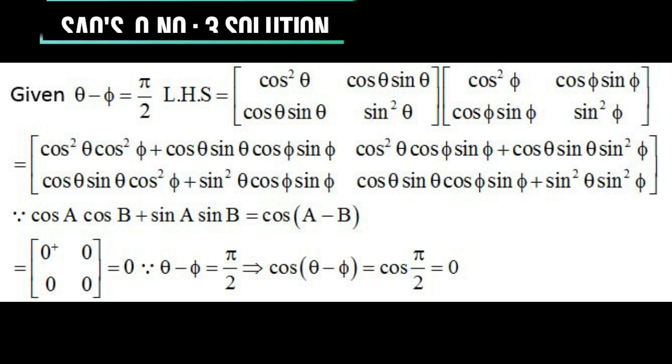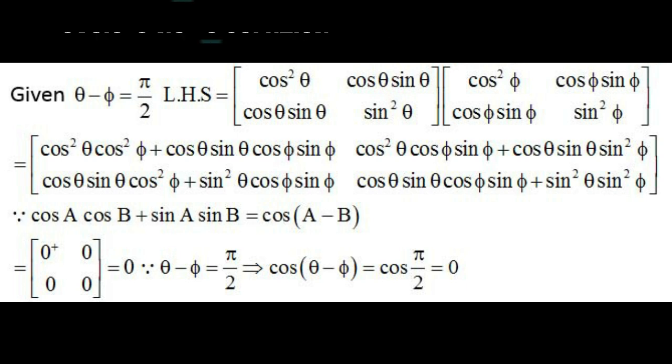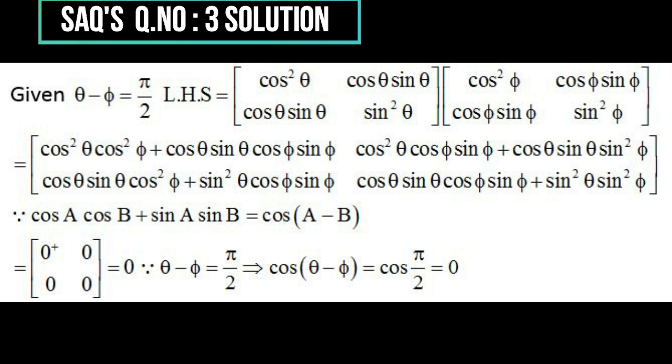That is equal to, here we take cos theta cos phi common in the first element, then cos theta cos phi plus sin theta sin phi. Similarly, simplifying it, that is equal to cos theta cos phi into cos of a minus b. Here we use the formula cos of a minus b is equal to cos a cos b plus sin a sin b. Okay. Now in this matrix, given that theta minus phi is equal to pi by 2, substitute theta minus phi equal to pi by 2, cos 90 is 0. Therefore total matrix is equal to 0, 0, 0, 0, which is equal to 0.